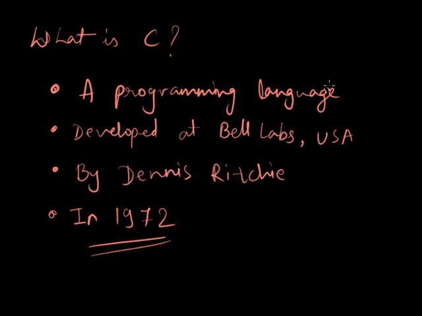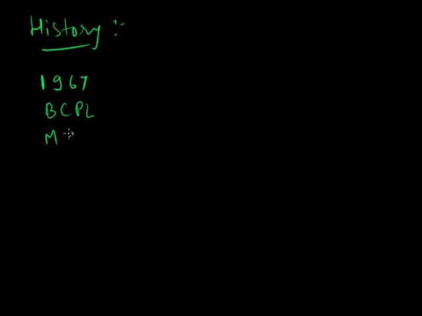Let us look at the history of this language. The history says that before C there were several languages. The most important language from which C was derived was, in 1967, a language known as BCPL, Basic Combined Programming Language, which emerged. Its author was Martin Richards. And based on BCPL, a language known as B evolved.